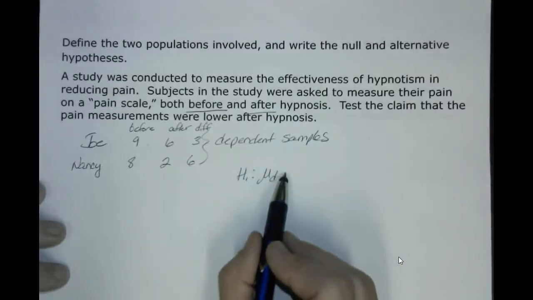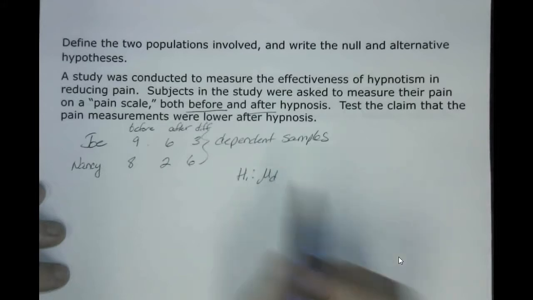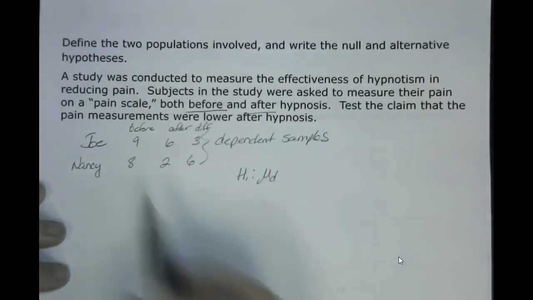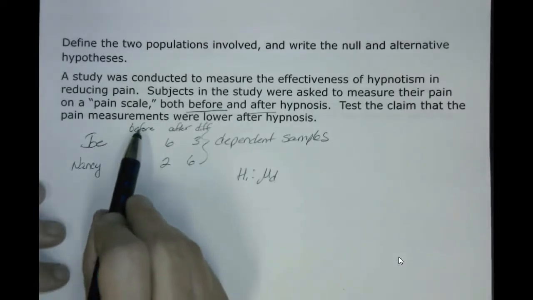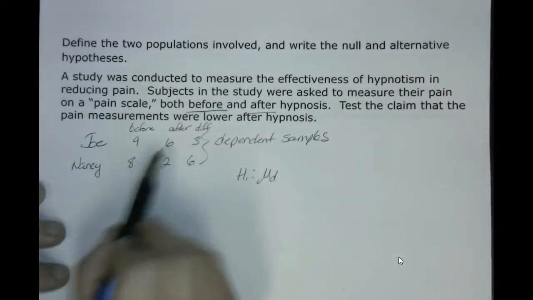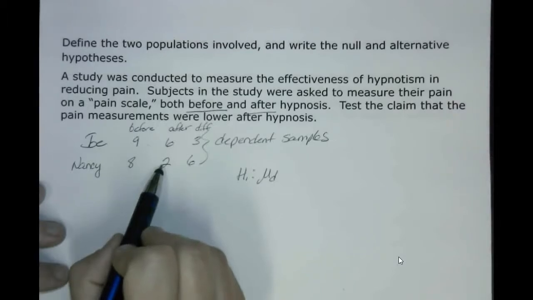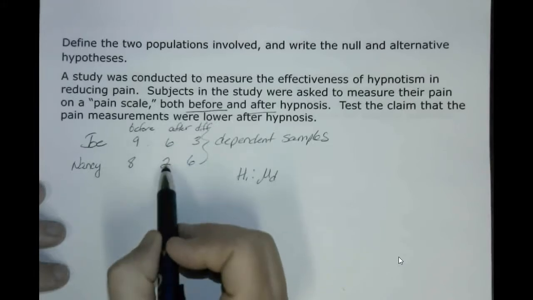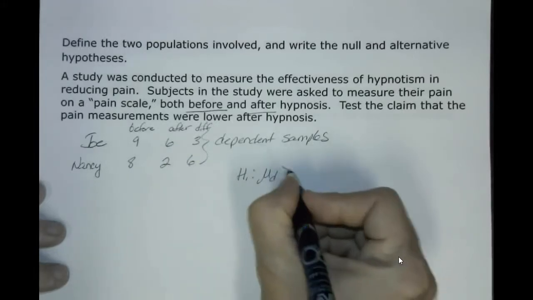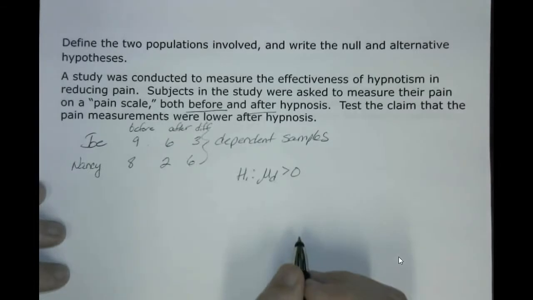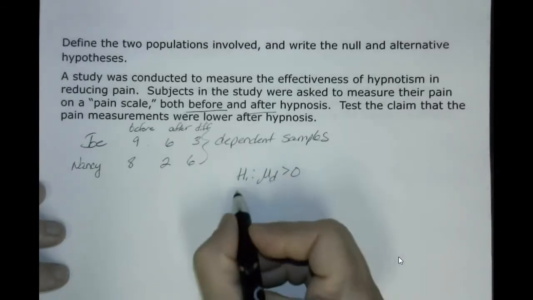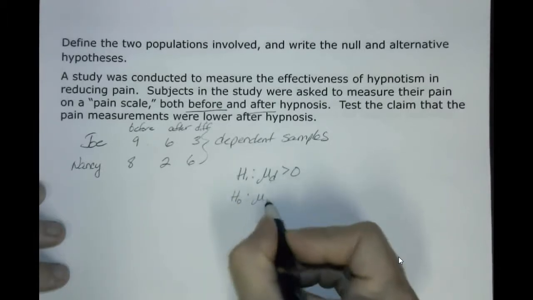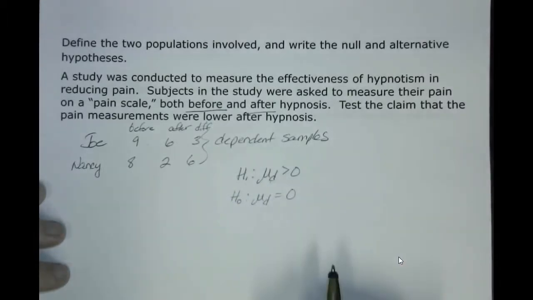And what you would want to know for your hypothesis is, should these differences be coming out to be positive numbers or negative numbers? So in other words, on the average, were the before measurements bigger or smaller than the after measurements? And on this one, if the hypnosis was working, then you'd expect the after measurements to be smaller. So that means that your differences should mostly come out to be positive. So your H1 would be that mu sub d is greater than 0. Your null hypothesis would be that it's equal to 0.